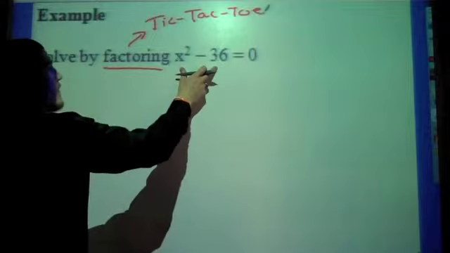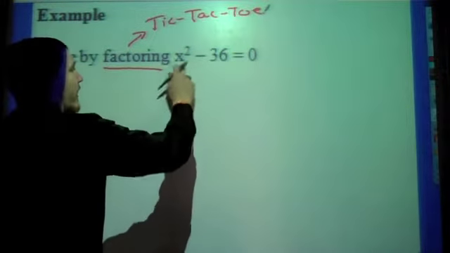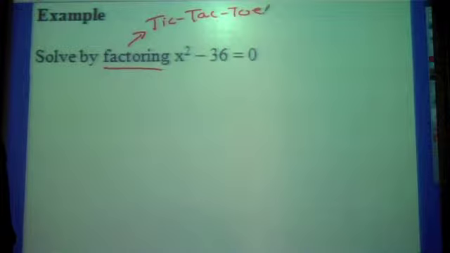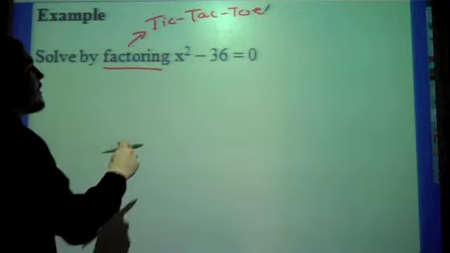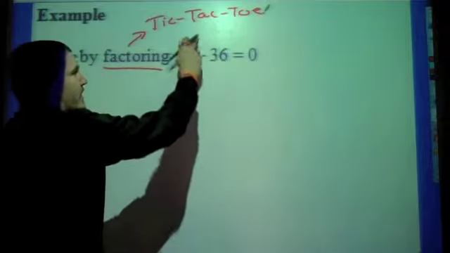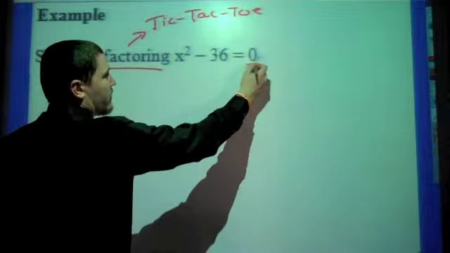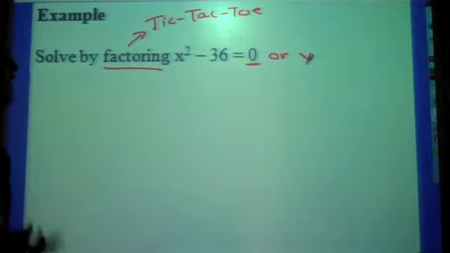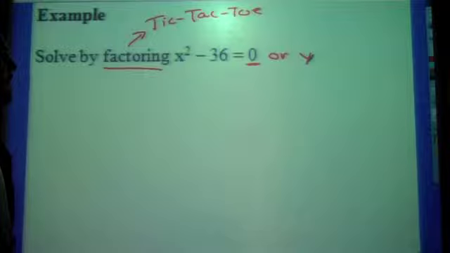If you look at this example right here, x squared minus 36, some of you might recognize it as a difference of squares and be able to use your formula. But before we do anything, it's important to know that we cannot factor or use tic-tac-toe unless we make sure our problem equals 0 or our problem must equal y. We mentioned that when we talked about using the quadratic formula.